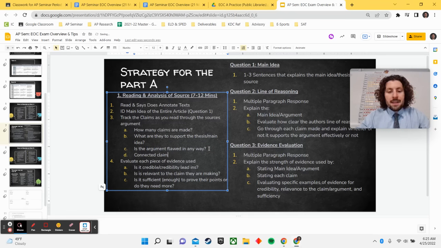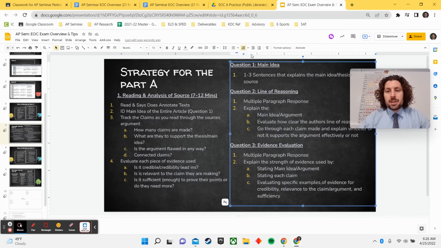Also, are the claims connected to one another? If so, how are they connected? And then as you are reading as well, really looking at the evidence that's used. Is it credible? Is it sufficient? And is it relevant? So 7 to 12 minutes really breaking down the argument. Then you approach each question. You answer each question on a separate page of paper. They're labeled at the top of those written response sheets.